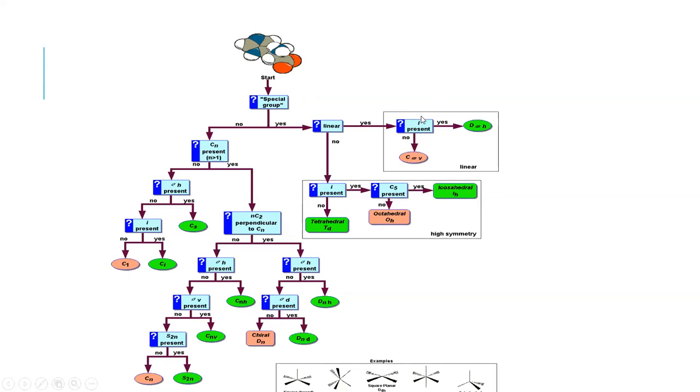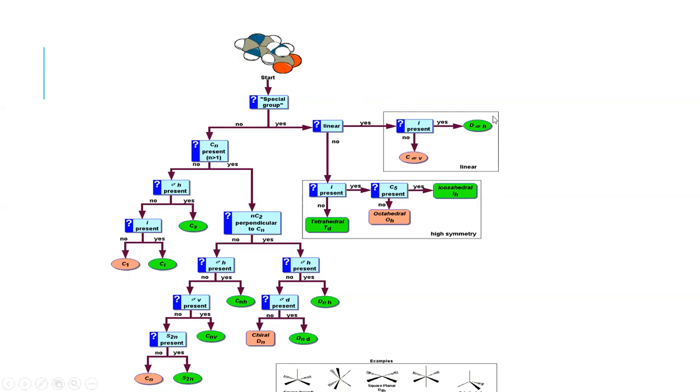If yes, if the molecule is linear, then you have to ask if the molecule possesses the center of inversion. We have already seen the center of inversion is an operation which exchanges the atoms at the opposite ends. So we need to find out if there is a midpoint in the molecule such that on exchanging the atoms at the extremes, there is no change in the appearance of the molecule. If that happens, then i is present. If the molecule is linear and i is present, then you have to designate it as D infinity h.